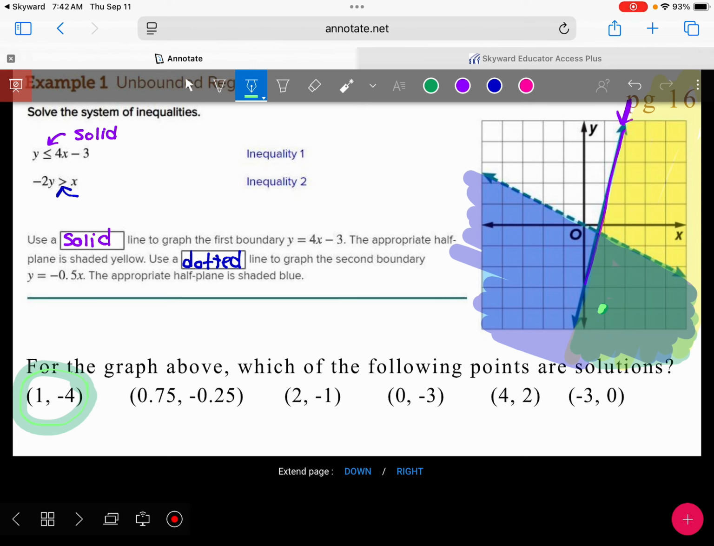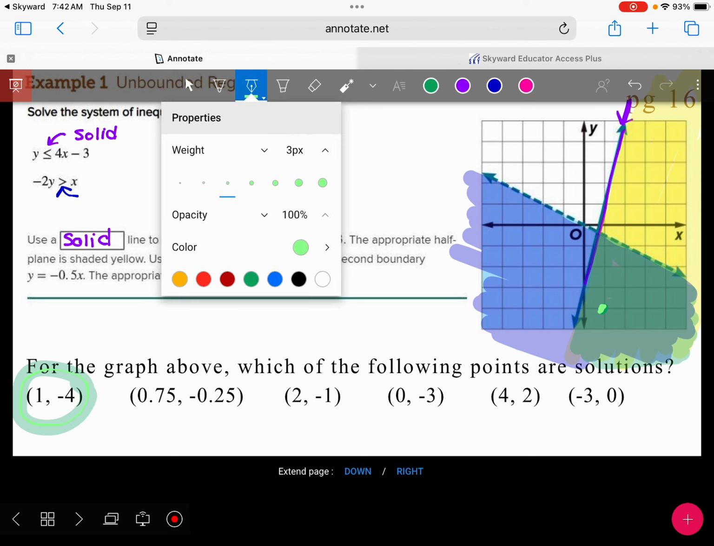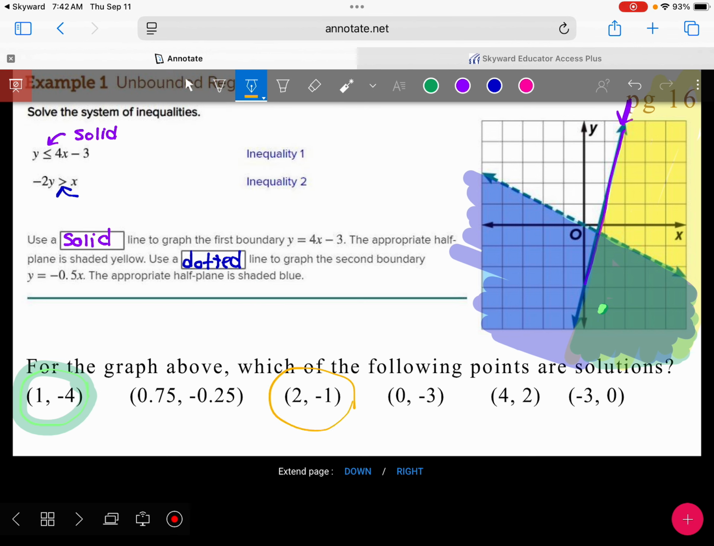I'm going to skip the second one for a second. I'll come back to it. I want us to look at the third one here for a second. 2, -1. Right on this dotted line. Is this true for the yellow shaded piece? Yes. Totally cool. Does this work for the blue shaded piece? No. It's right on the dotted line.